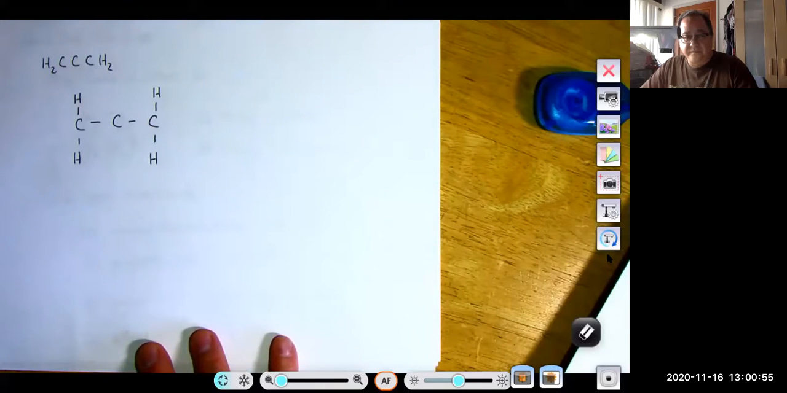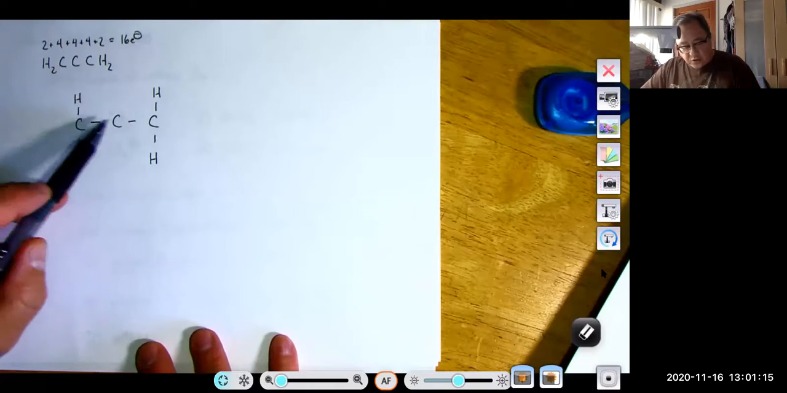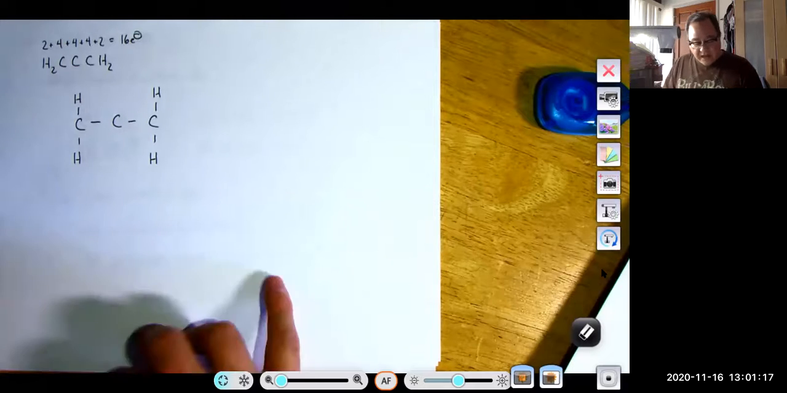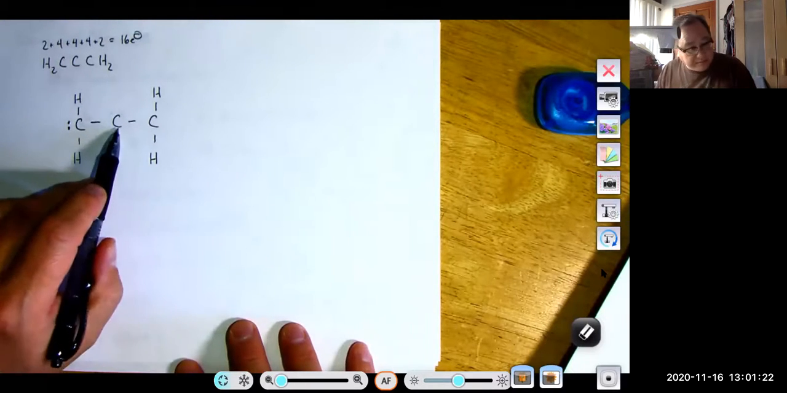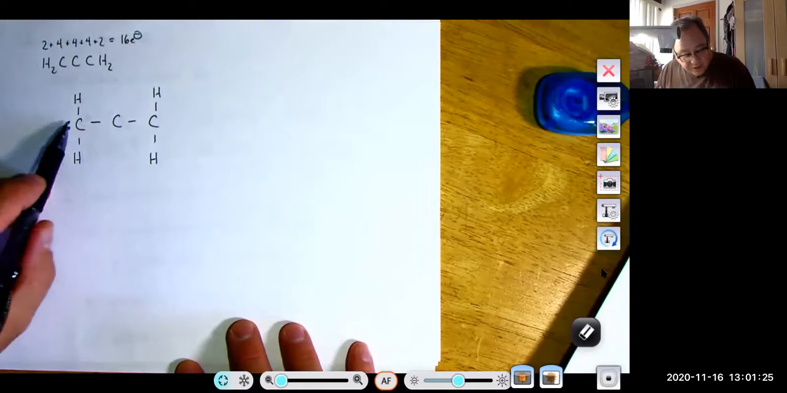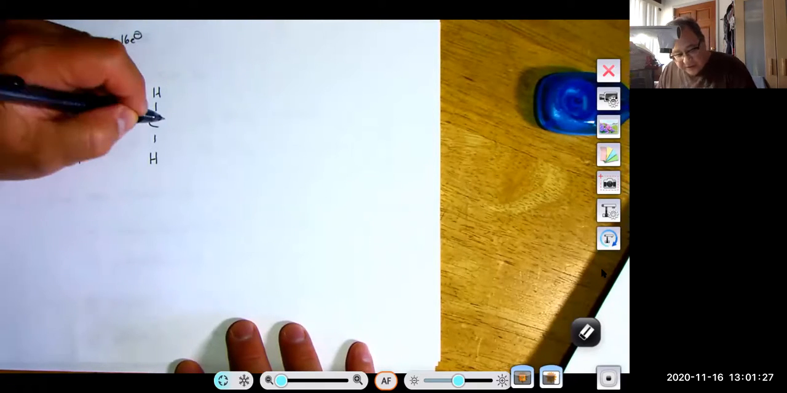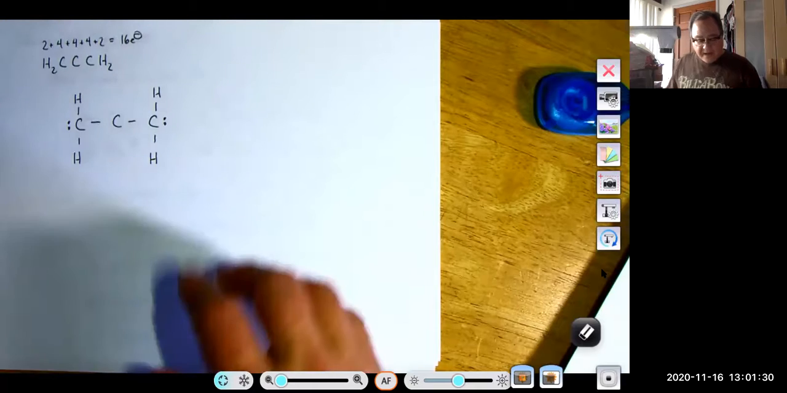Okay, I get 2 plus 4 plus 4, plus 4, plus 2, for a total of 16 electrons. Oh, is that right? Yeah, 16 electrons. Okay, now so far we have used 2, 4, 6, 8, 10, 12. So what do we do now to get 16? We put 2 here because this is your central atom. So we put on the surrounding atom lone pairs until we get to our octet, and now we're done.